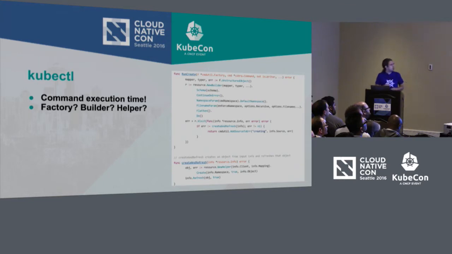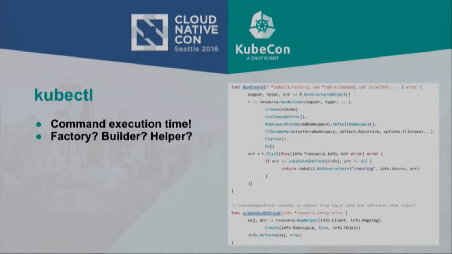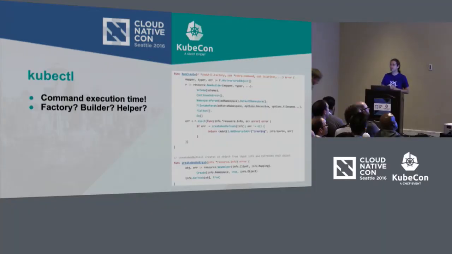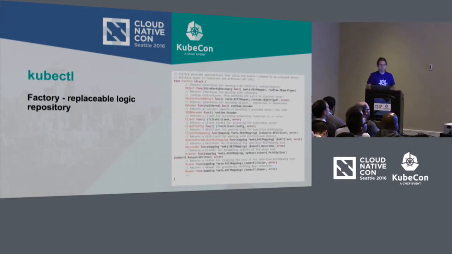So if you could read the slide, I think it's a little fuzzy, but if you could read it, you would see that it invokes something called a factory. It makes a builder and it makes a helper. What are these things? These are the 3 components of kubectl. If you do anything involving a kubectl command, you're probably going to interact with these. So I'm going to run through what each of them is.